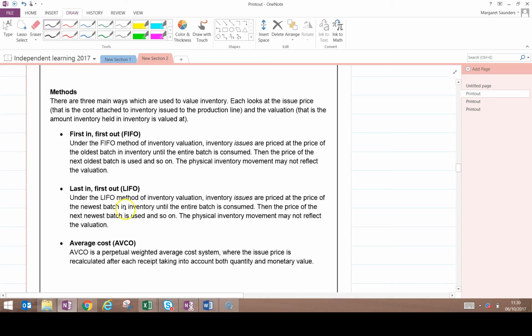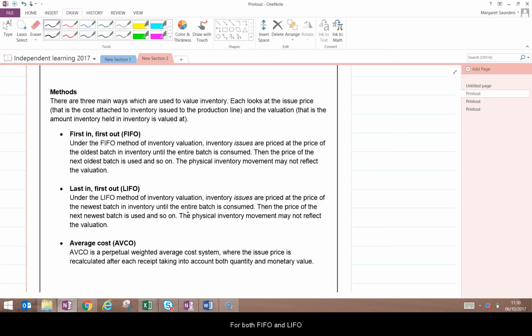With LIFO, last in, first out, then inventory issues are priced at the price of the newest batch in inventory. So in other words, we use our latest deliveries first. And then AVCO, or average cost, we calculate the issue price after each receipt of inventory, taking into account both quantity and value.